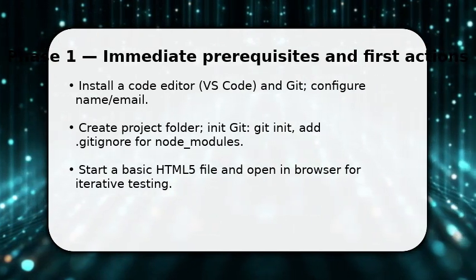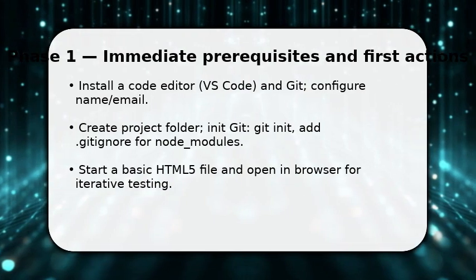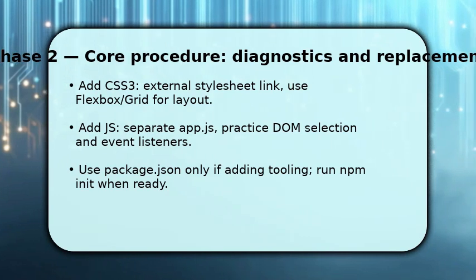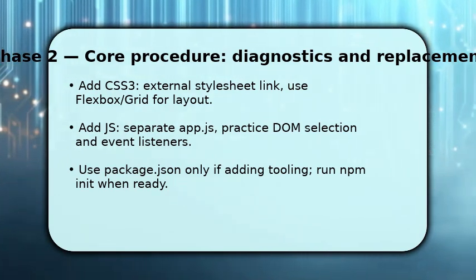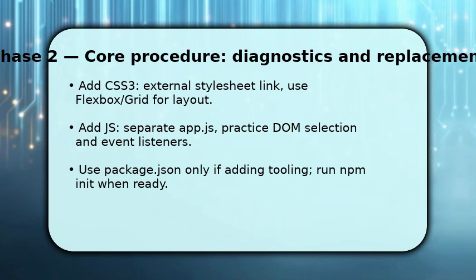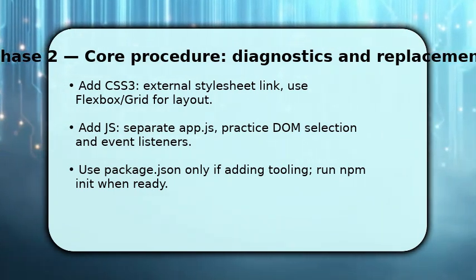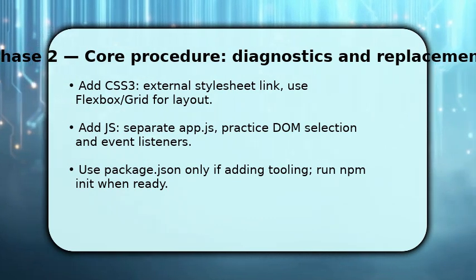Now wire styles and behavior. Link a separate styles.css and use CSS Grid or Flexbox for your main layout because responsive design matters from the start. Next, add app.js and practice selecting elements with query selector and attaching event listeners. You'll see how UI changes come from code.